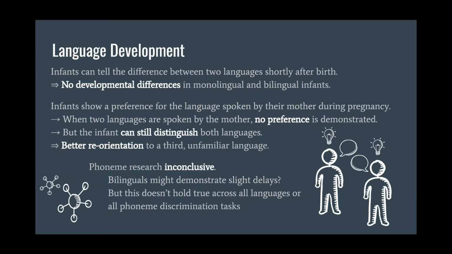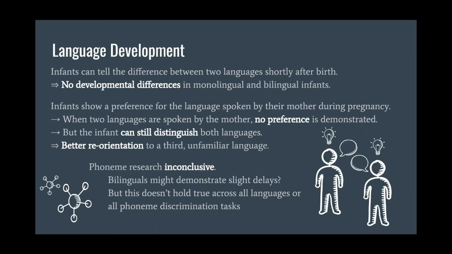Interestingly, monolingual infants show a preference for language spoken by their mother during pregnancy, but bilinguals do not. Some arguments have been made that bilingual infants' lack of language preference will inhibit their ability to distinguish between languages. This, however, is not true. Bilinguals show equal ability to distinguish between languages and may even demonstrate a better reorientation to a third, unfamiliar language.